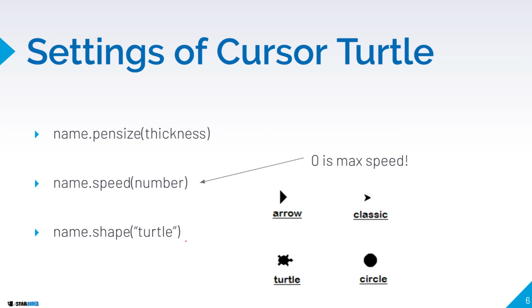The cool part of Turtle is that our cursor can be any shape we want. And the classic shape here will be a cursor, but we can also set it to things like an arrow, a circle, and the most fun, an actual turtle.